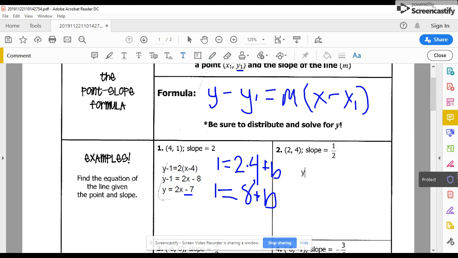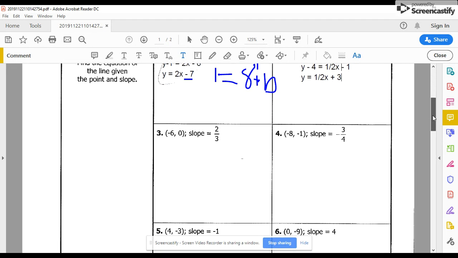Over here, y minus 4, because that's the y coordinate of the point, equals the slope, which is a half, parentheses, x minus 2. So distributing, we get y minus 4 equals 1 half x. Half times 2 is 1. And then adding the 4 to the other side, y equals 1 half x plus 3.